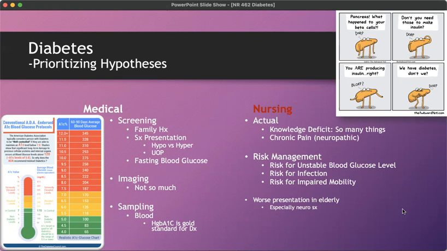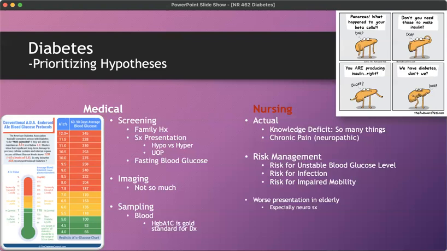On the nursing side, we've got some actual nursing diagnoses that are very applicable to diabetic patients. Things like knowledge deficit around all the manifestations of diabetes, what diabetes means, what a hemoglobin A1C is, what the symptoms of hypo and hyperglycemia are. There are so many knowledge deficit components to diabetes. There's a lot of teaching that we do in the outpatient and inpatient setting for diabetes. And then chronic pain is another one, especially if they're having neuropathic pain in their extremities.